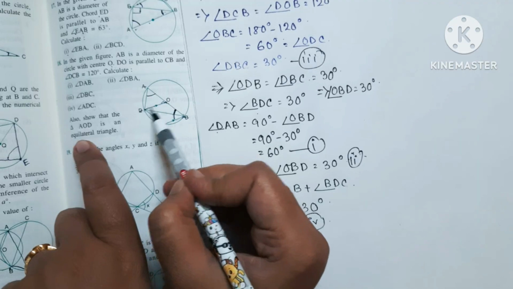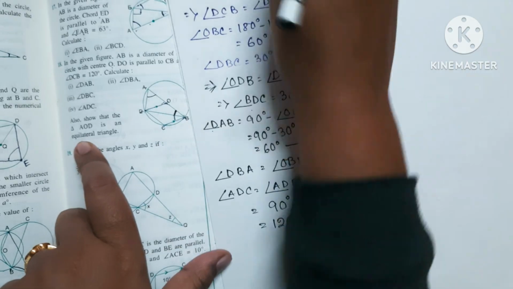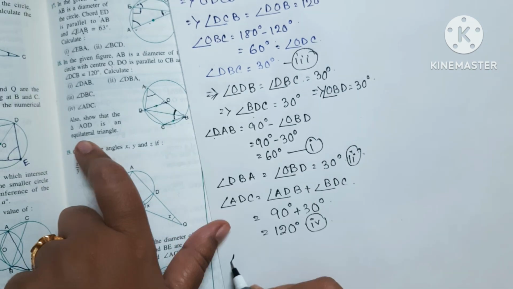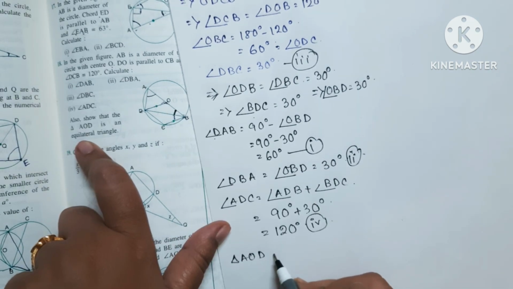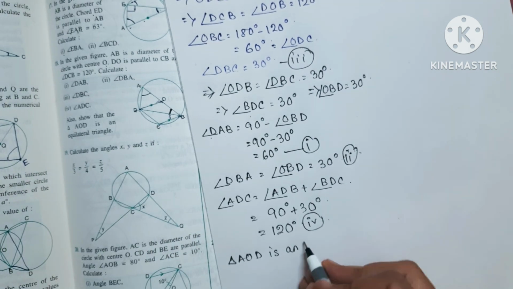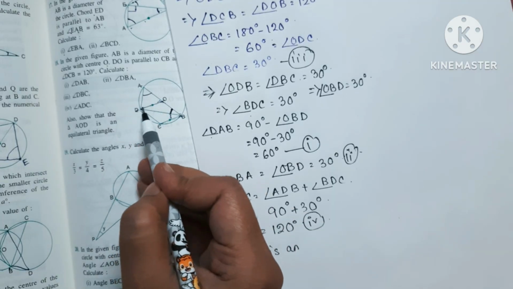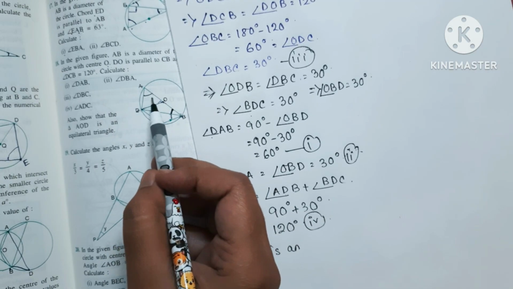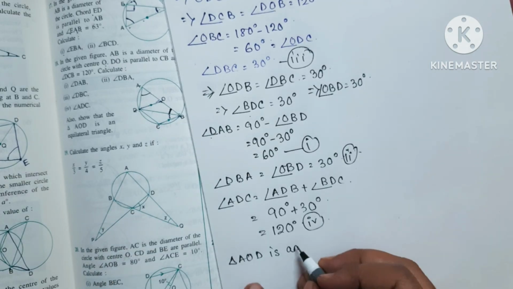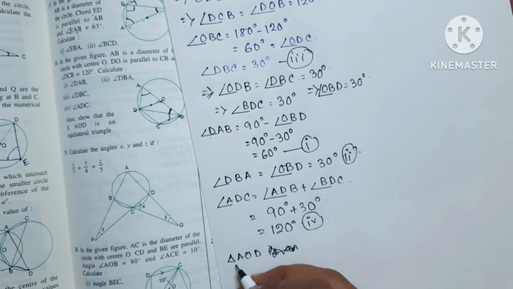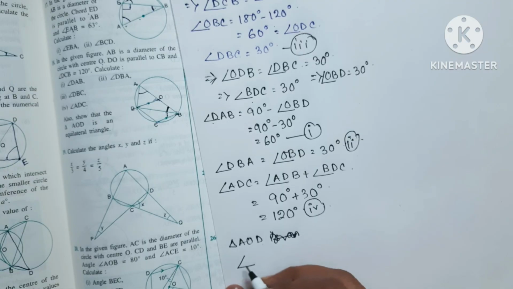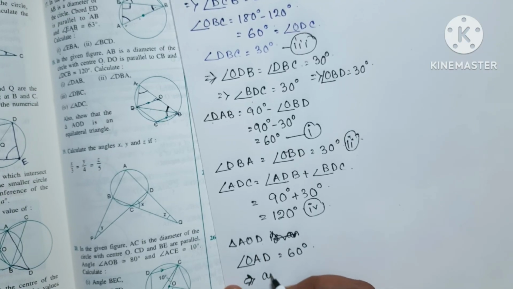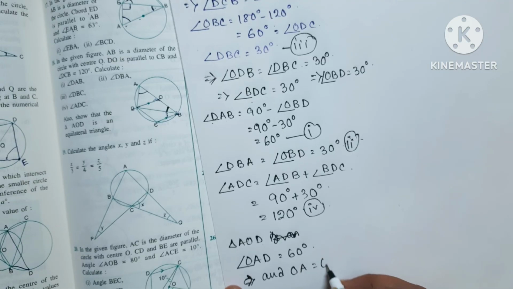Now see, AOD. AO is equal to OD, which I have already told you here, because they are radii of the semicircle. So triangle AOD is an isosceles triangle, since these two are equal. But OAD, this angle, is 60 degrees. That means, see, in AOD, angle OAD is 60 degrees and OA is equal to OD.